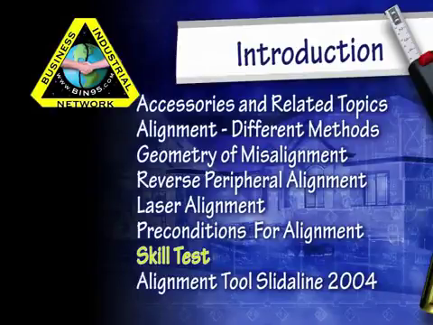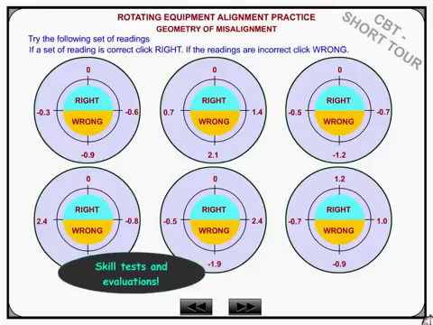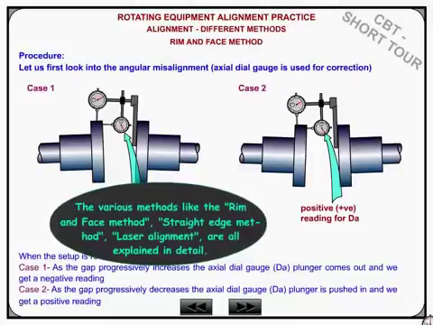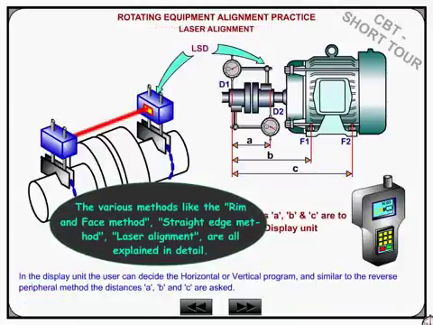Included in the Alignment Practice and Alignment Tool package are several skill tests and evaluations to help further your understanding of each topic. The exact procedure for each method is broken down into easy-to-remember steps. In the functional package, you would be able to place your mouse over each step for more detailed information. Methods such as the rim and face method, straight edge method, and laser alignment are all explained in detail.